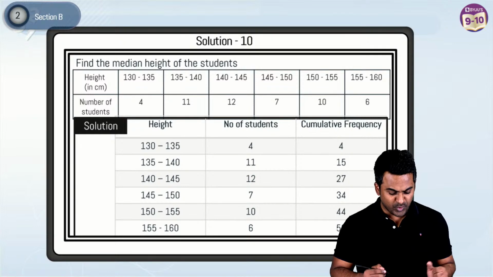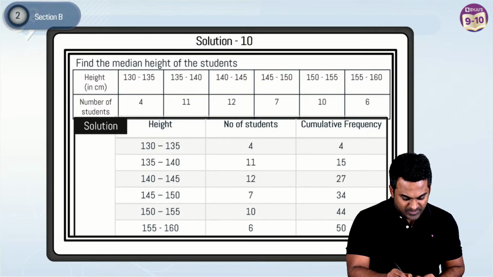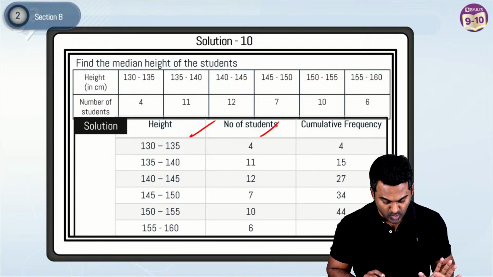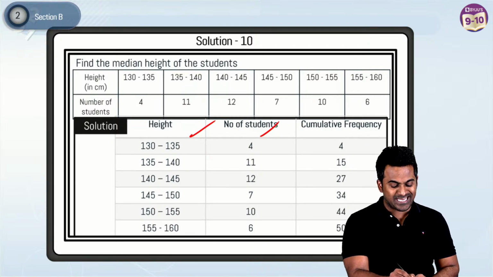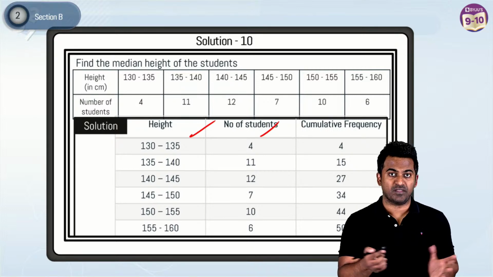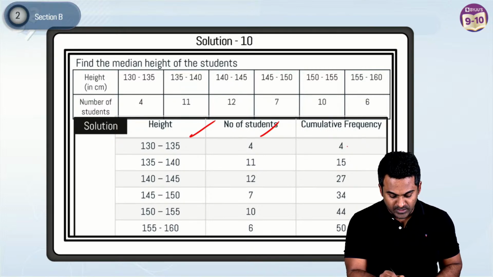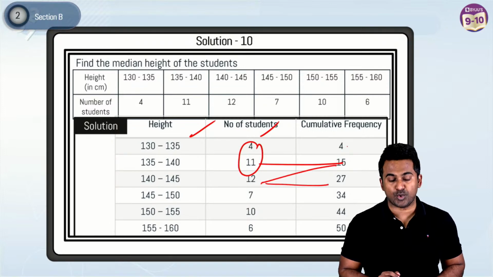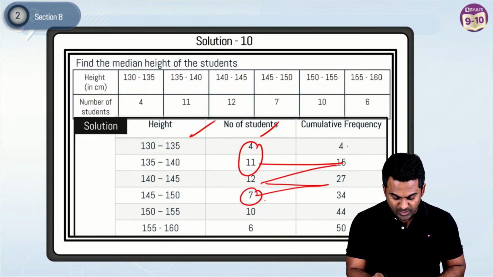This is the table given to you. First thing is, these are the heights, number of students. So these two columns have been given to you. Now, first thing you've got to do whenever you're dealing with median is to figure out the cumulative frequency. Fairly simple, right? 4. Start with this. Now add these two, you get 15. Add 15 to 12, you get 27. 27 plus 7, you get 34.